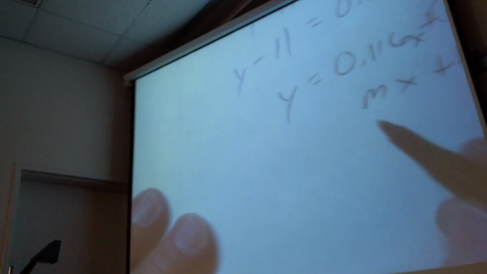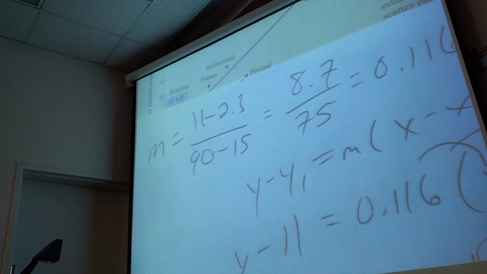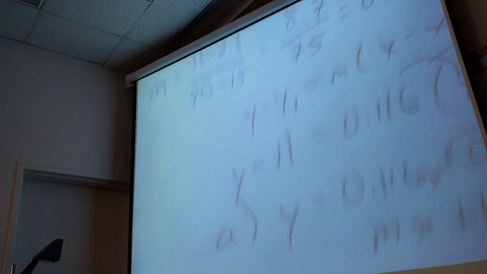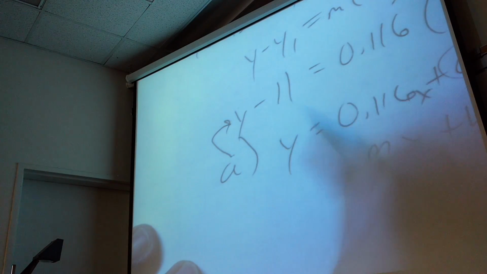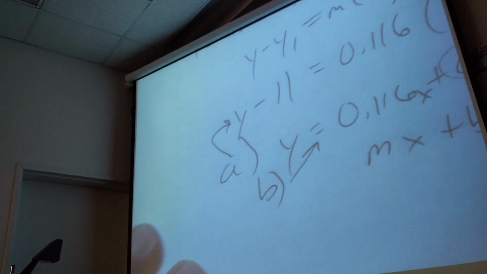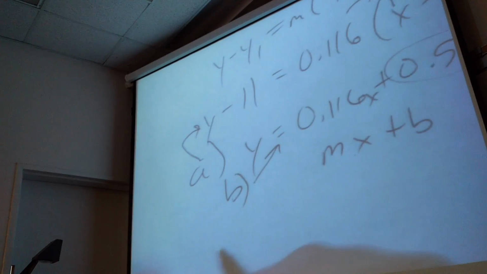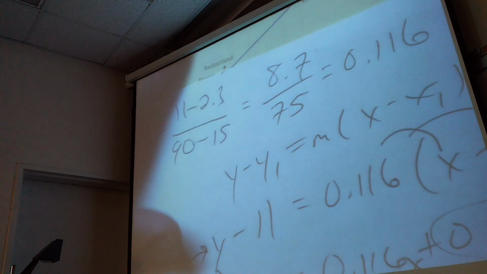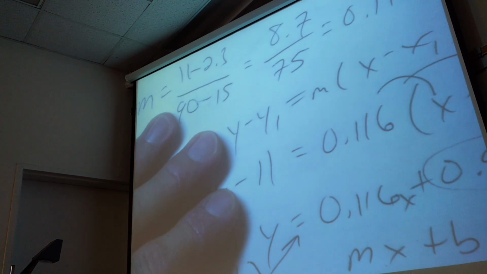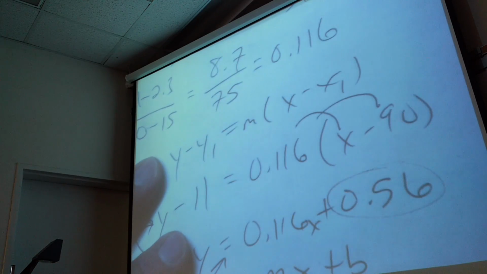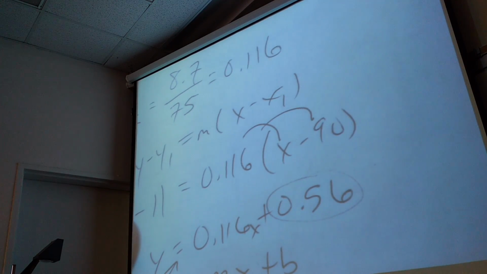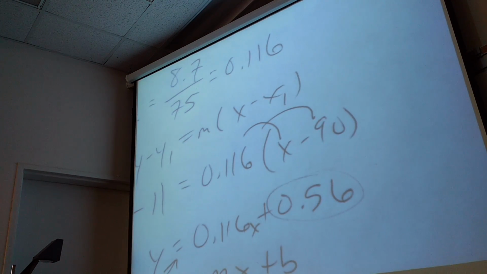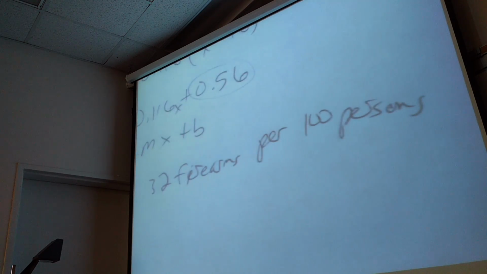So that's part A, is this. Part B says, oh, we already did. So part A was this. Part B is solve for y. I just look at those as one thing. Part C says something about France having 32 firearms per 100 persons. I like the word persons instead of people. Per 100 persons.